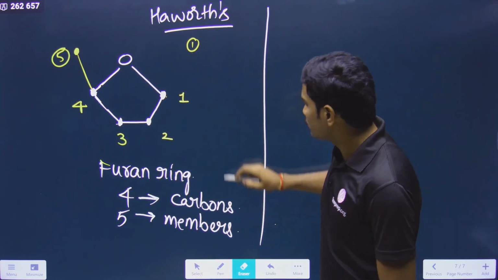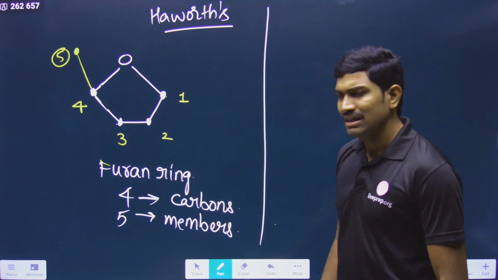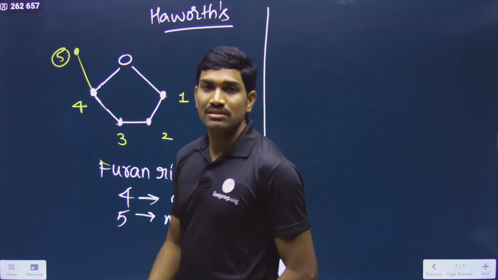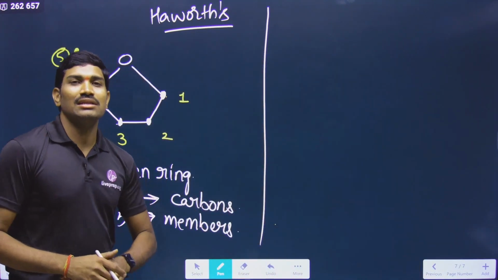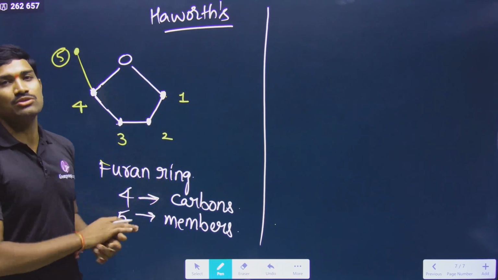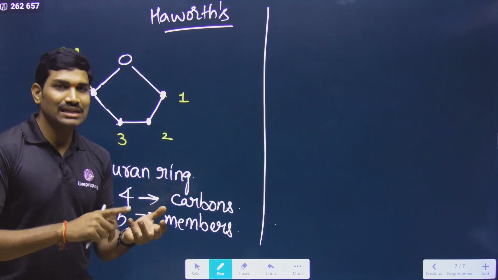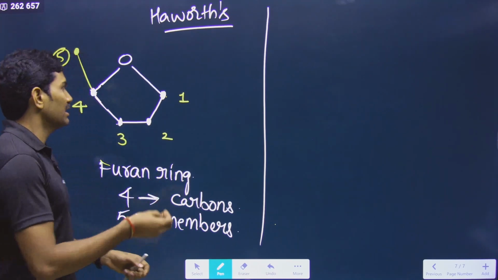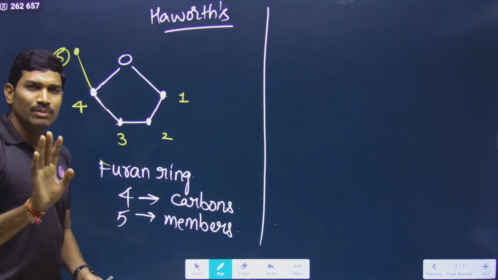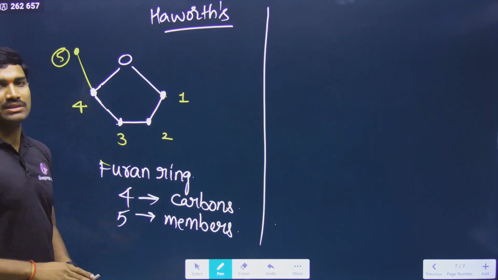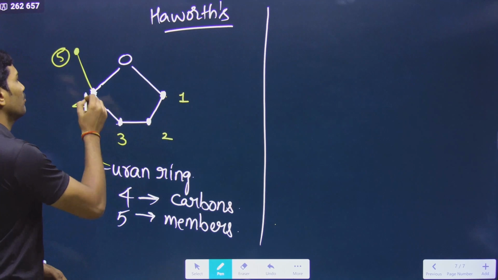So please know which one is correct and which one is wrong, because these are all very simple, basic things. But generally students make mistakes in simple things only. They try to understand and remember all the complicated things, but they forget these simple things. So please don't make mistakes. So this is how we are representing. So first carbon, second, third, fourth, and fifth one.